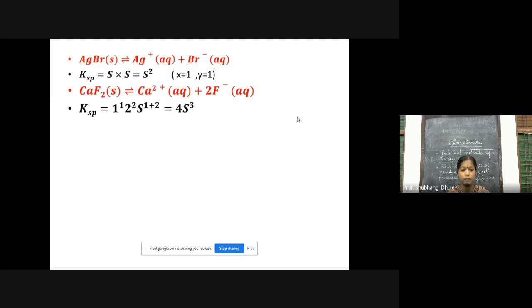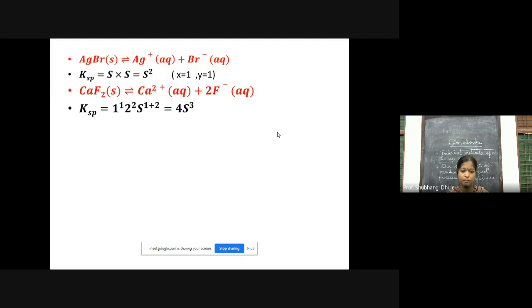Silver bromide will give Ag+ aqueous cation plus Br- aqueous anion. You know that this is a sparingly soluble salt. The meaning is that the salt in the solid state remains in the solid state; very few cations and anions will dissolve into water, and they are in equilibrium with the silver bromide, which is in the precipitate form or the solid form.